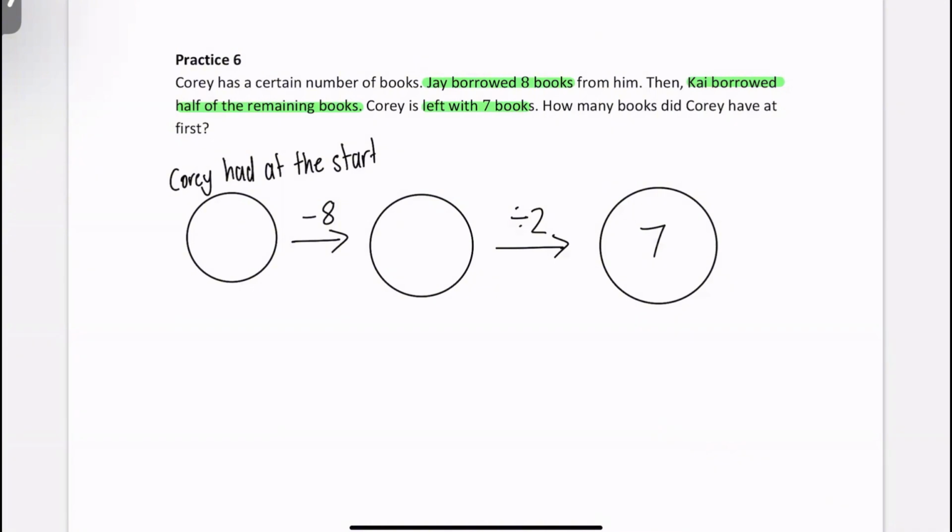So all you need to do is work backwards. So divide by 2 becomes times 2. What's 7 times 2? 14. Work backwards. Minus 8 becomes plus 8. So what's 14 plus 8? 22. Very good. So the answer is 22 books.